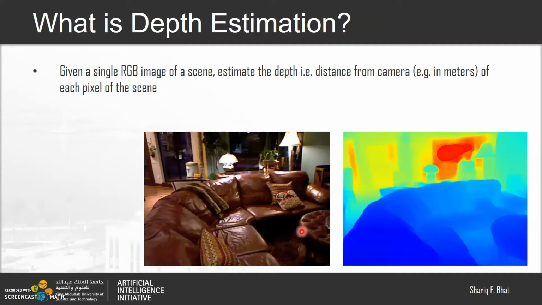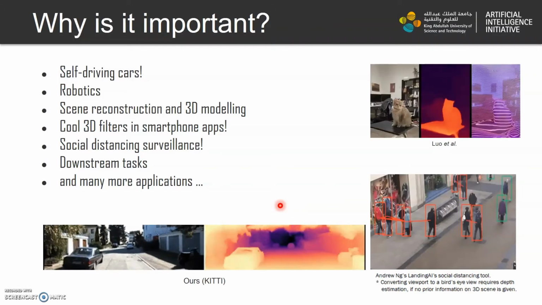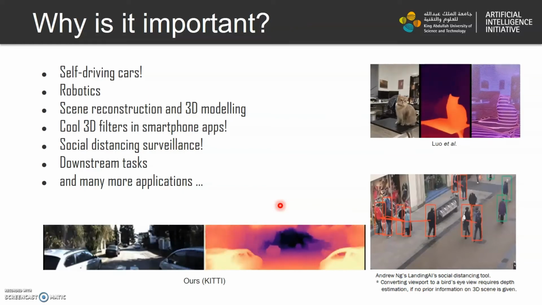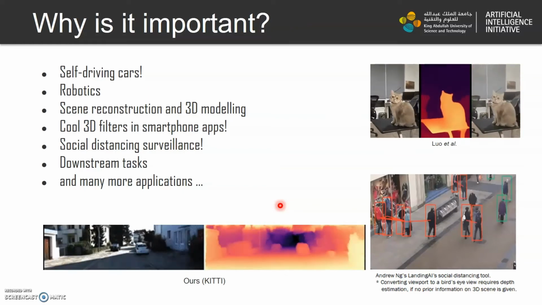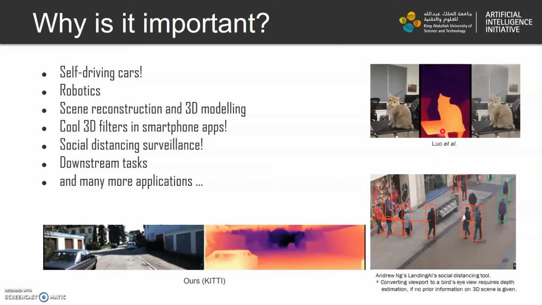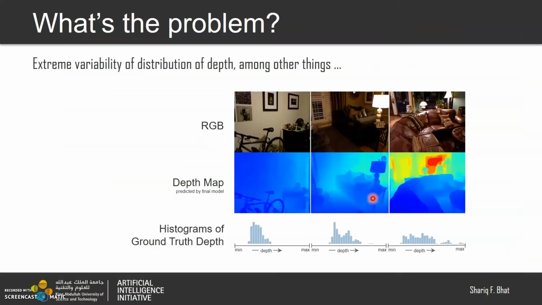The task of depth estimation is to estimate distance from camera of each pixel in the given image, say for example in meters. The result may look somewhat like this. Depth estimation is a classic task used in several applications, from self-driving cars, robotics, and even Mars rovers, to applications in social media, like this cool effect on the cat here, and more recently for this social distancing surveillance.